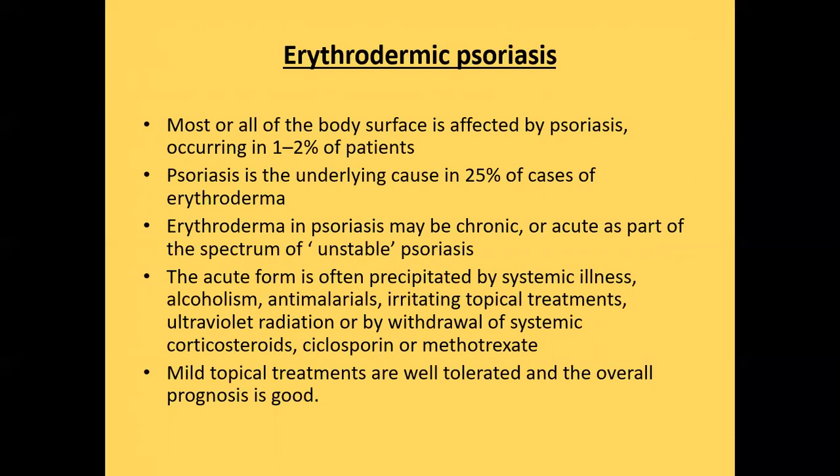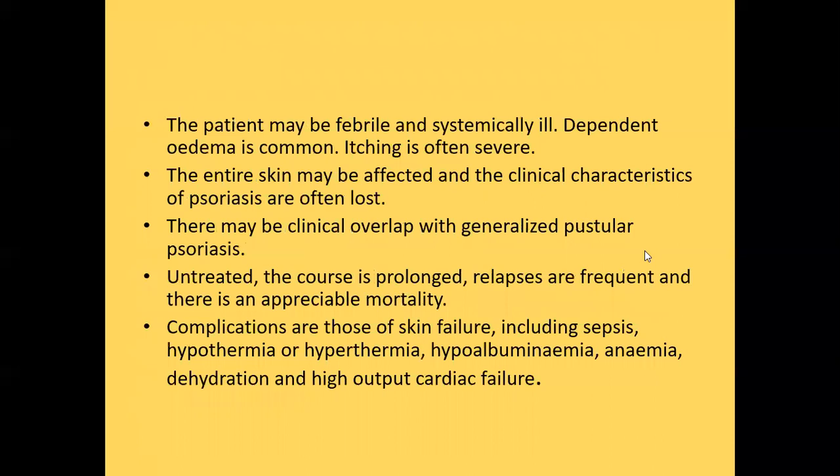The acute form is often precipitated by systemic illness, alcoholism, antimalarials, irritating topical treatments, ultraviolet radiation, or by sudden withdrawal of systemic corticosteroids, cyclosporin, and methotrexate. Mild topical treatments are well tolerated and overall prognosis is good. Patient can be febrile and systemically ill. Dependent edema is common and itching is a prominent symptom.